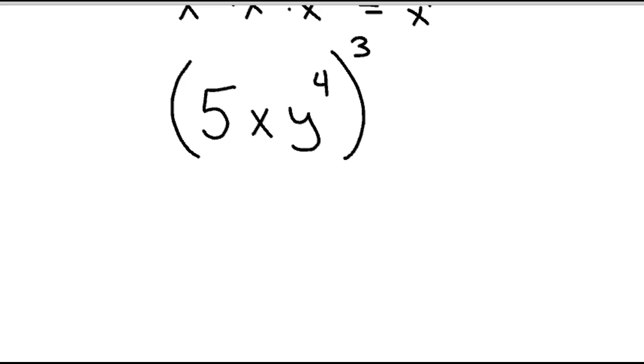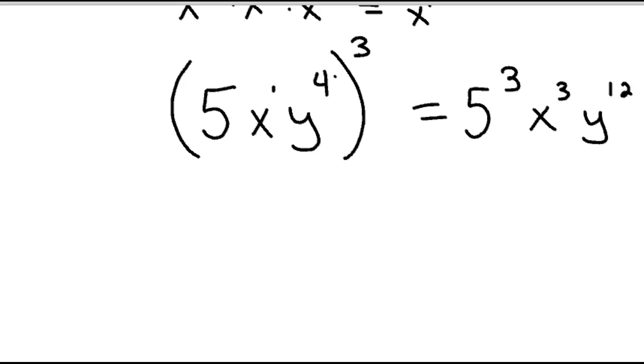So what you have to know to do in this case is the cubed goes with everything. So 5 cubed, x cubed, y to the 12th. Because you got power to power here, 4 times 3, this is x to the 1st times 3. And this is 5 to the 1st times 3. So your cubed goes with everything in there. So this is 125 x to the 3rd, y to the 12th.